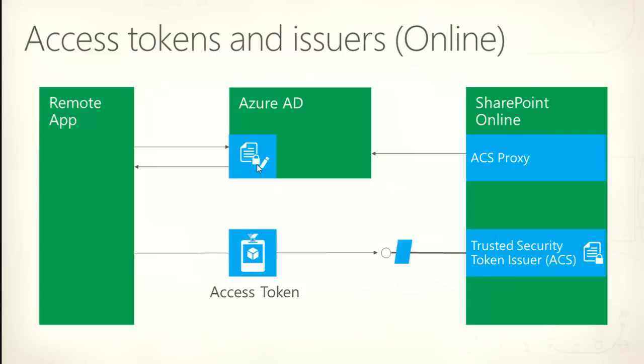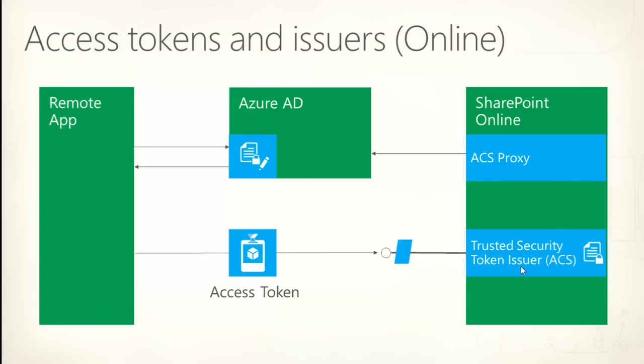And that trusted certificate actually has to match the one that SharePoint Online trusts. And in Office 365, we set all this up automatically. So we create a trusted issuer that connects to Azure AD, and we create that ACS proxy that connects to Azure AD. So it's already automatically configured, and all the app has to do is ask Azure AD for an access token, and then send that access token to SharePoint Online.